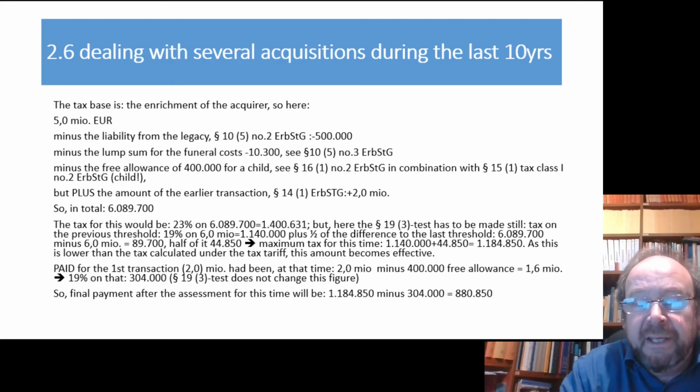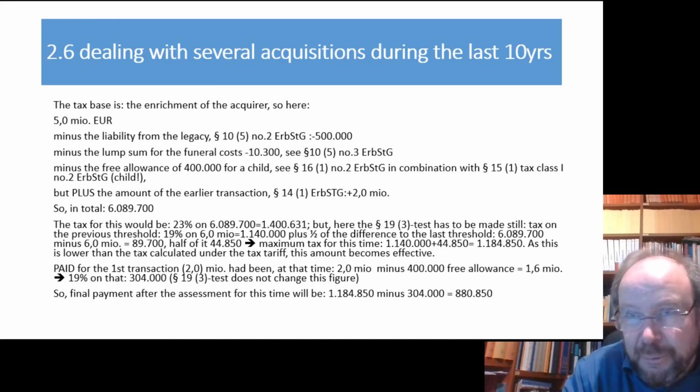Now we have to look to the assessment for the first transaction. 2 million at the former time had been assessed as follows: 2 million minus a free allowance of 400,000 minus no funeral costs, because at the former time there was no funeral. So 1.6 million were in play last time. The tax rate there would have been 90%. That leads to 304,000. The 19.3 test can be made, but it does not change this figure. In an exam, you would make the 19.3 test naturally for that former assessment too.